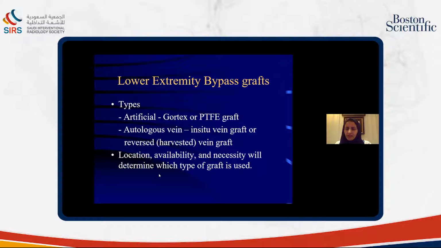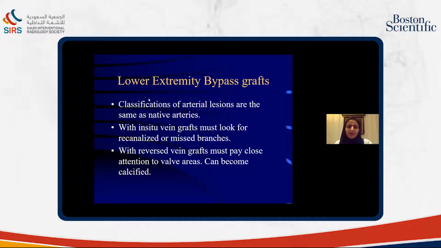Location, availability, and necessity will determine which type of graft is used. So classification of arterial lesions is the same as native arteries.